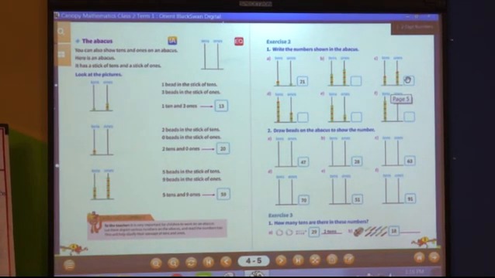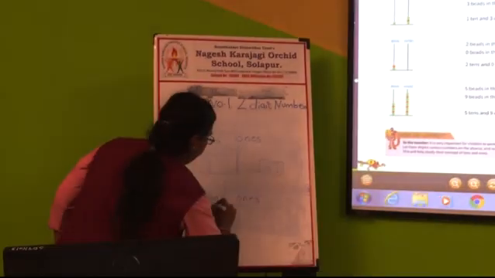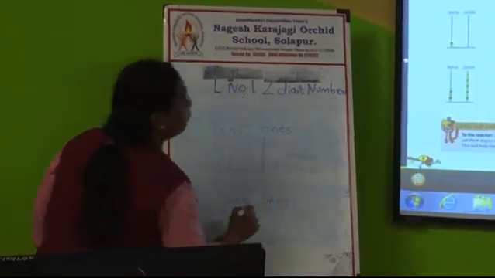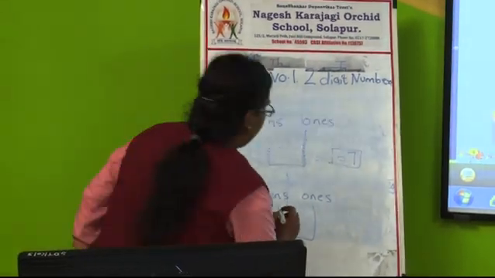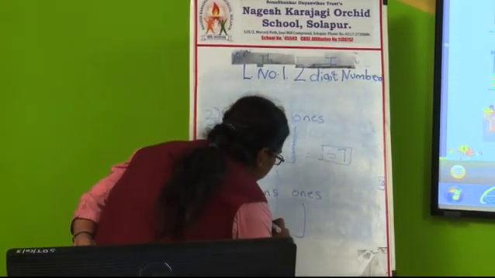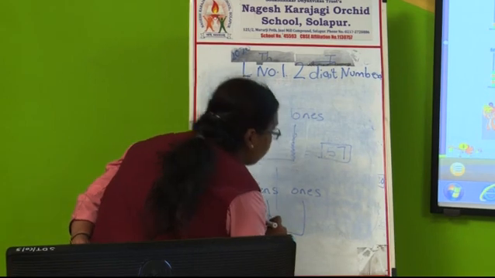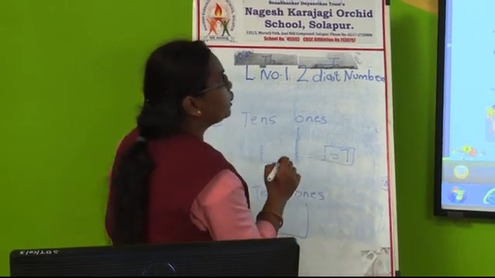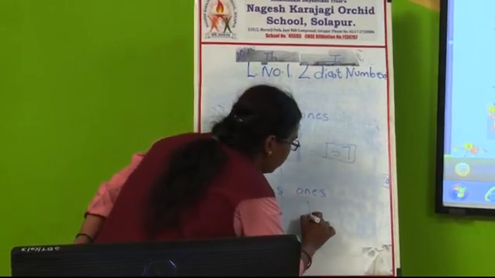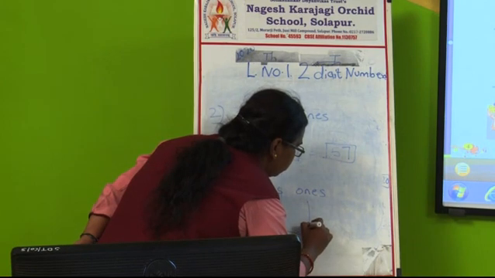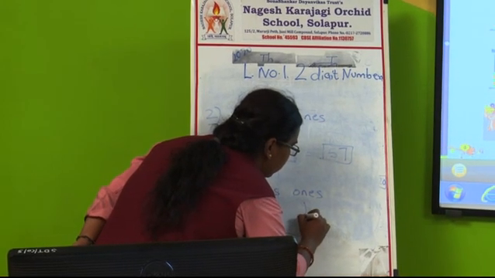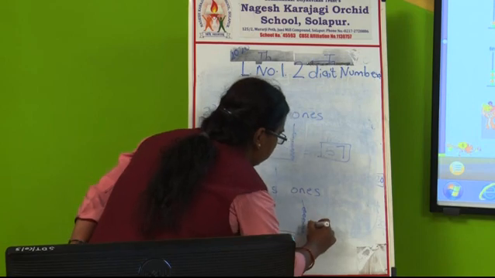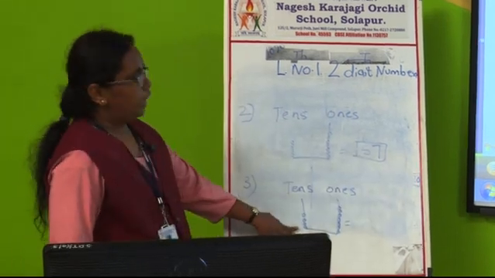So, 4 and 6. In the third example, tens and ones. You will count 1, 2, 3, 4, then 1, 2, 3, 4, 5, 6, 7. Okay, in this way, you will count.